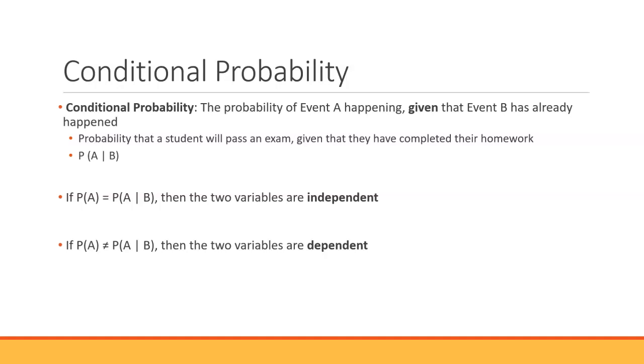So if the probability that a student will pass the exam is the same as the probability that they'll pass the exam given that they've done their homework, if those two probabilities are the same number, then the two variables are independent of one another. But if those two probabilities do not equal each other, then we can say that the two variables are dependent.